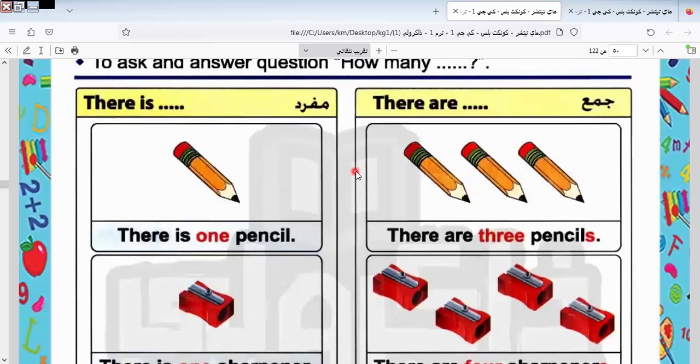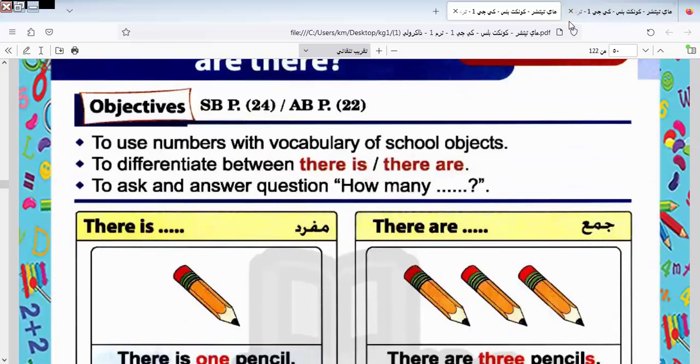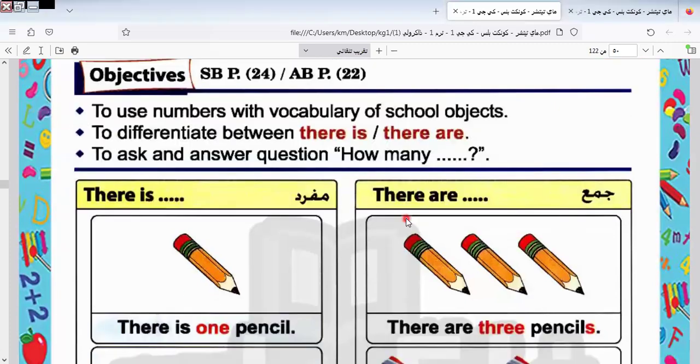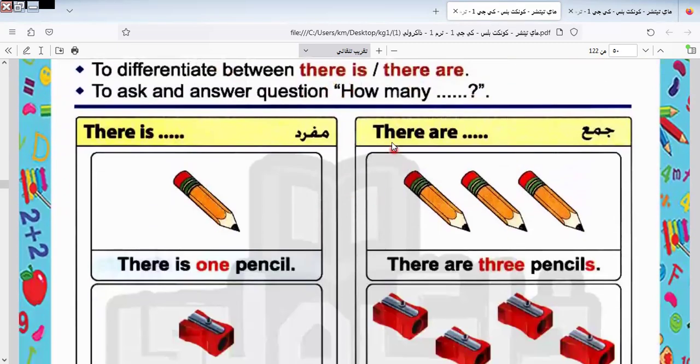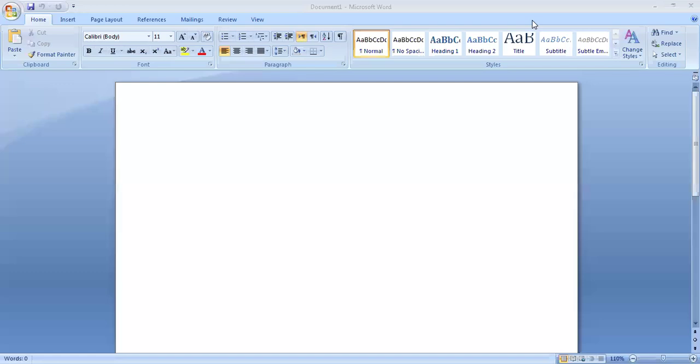Let's go today to lesson 3 to learn something new. In this lesson, we talk about numbers. When I say how many, I ask about numbers. I would like to explain on a separate paper so you can know it with me. Here is how many. We use how many to ask about numbers.